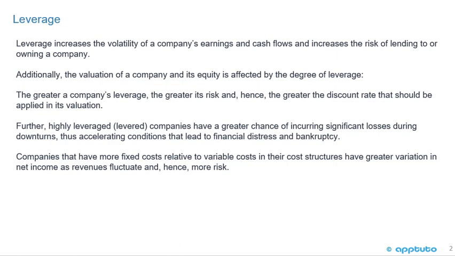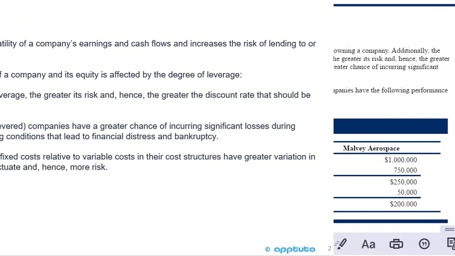The greater a company's leverage, the greater its risk, and hence, the greater the discount rate that should be applied in its valuation. Further, highly levered companies have a greater chance of incurring significant losses during downturns, thus accelerating conditions that lead to financial distress and bankruptcy. Companies that have more fixed costs relative to variable costs in their cost structures have greater variation in net income as revenues fluctuate and hence more risk.